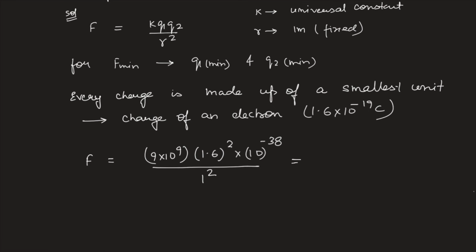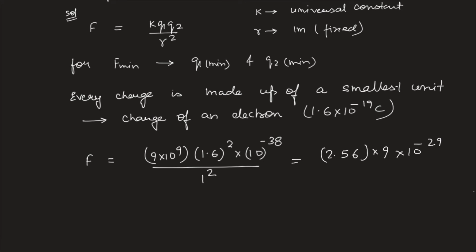So we know that 1.6 into 1.6 is actually 2.56 times 9, I'm guessing, and 38 minus 9 would be 29, I guess. So 10 to the power of minus 29 divided by 1 is a non-issue. You can actually do nothing by dividing by 1.